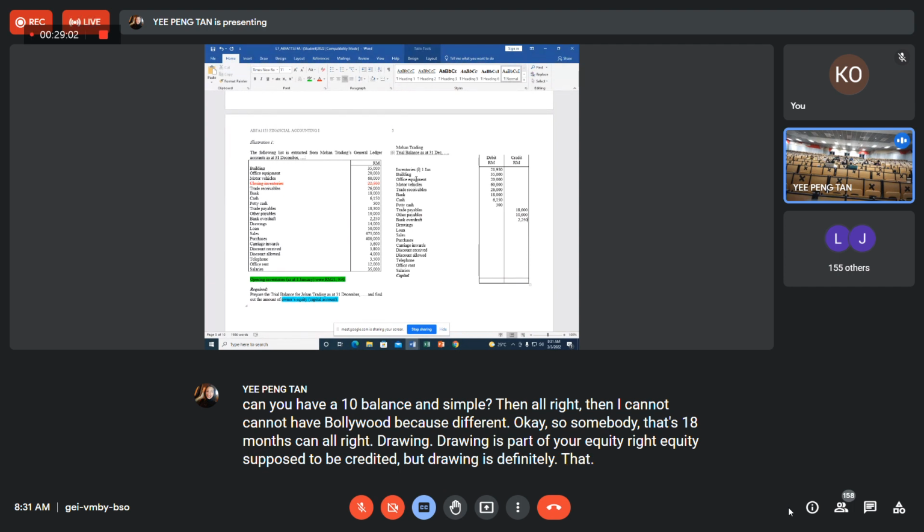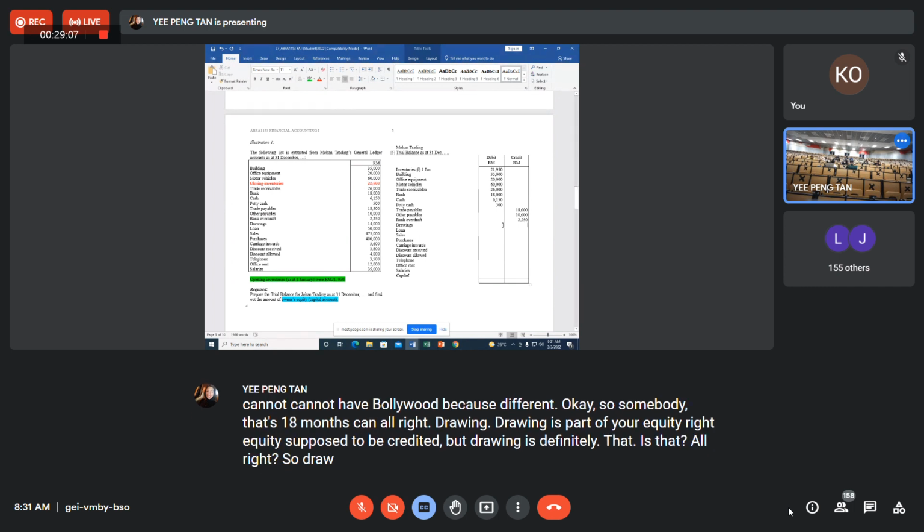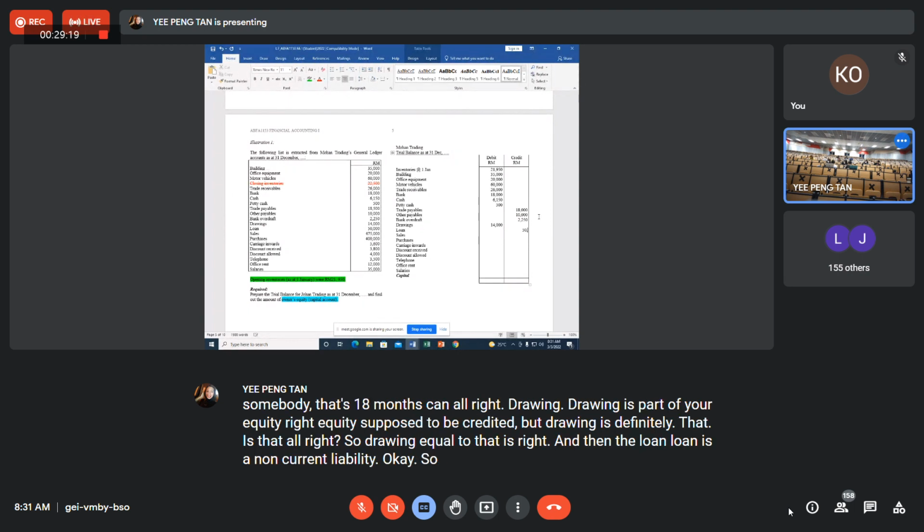Debit. Yeah, it's debit. So drawing, you go to the debit side, 14,000. And then the loan is a non-current liability, so it will be a credit column.